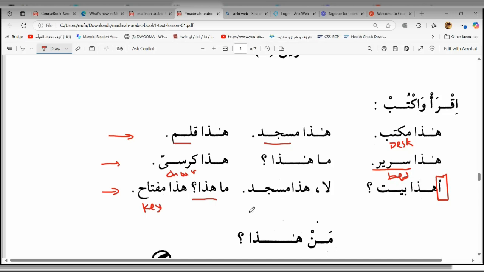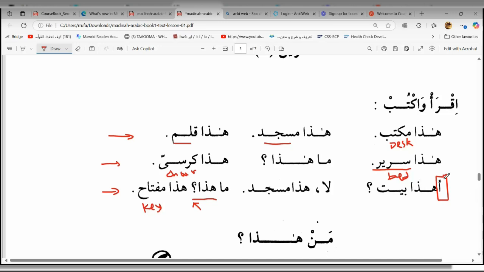Okay. The same thing with ما هذا. What is this? هذا مفتاح. This is a key. So your voice going up is as much a part of the language as the actual words that you're pronouncing. Okay? Very good.